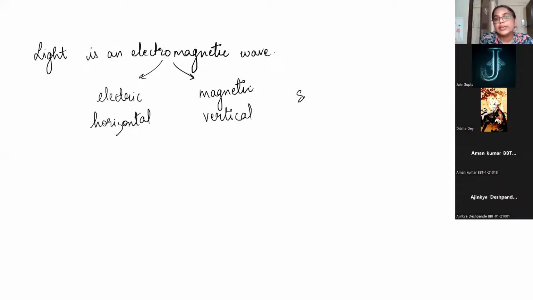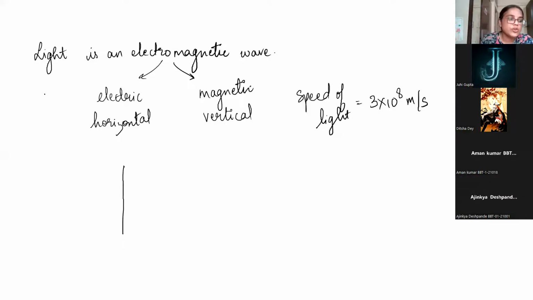What is the speed of light? 3 into 10 to the power 8 meters per second. Very good. Now let us consider. We also know that it is an electromagnetic wave, and we also call it a transverse wave. Okay. So let us say.